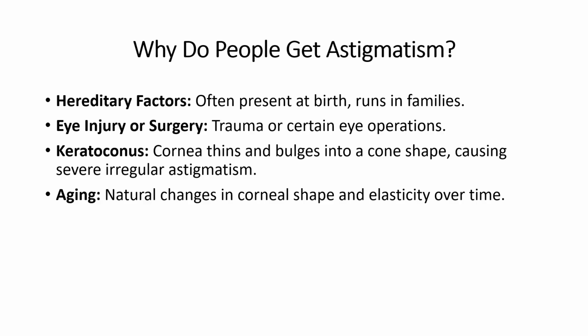A less common but important cause is a progressive eye disease called keratoconus. In this condition, the cornea thins and gradually bulges outwards into a cone-like shape, leading to severe and irregular astigmatism. We'll discuss keratoconus in more detail shortly. Finally, aging can play a role. As we get older, natural changes in the shape and elasticity of our cornea can contribute to the development or progression of astigmatism.